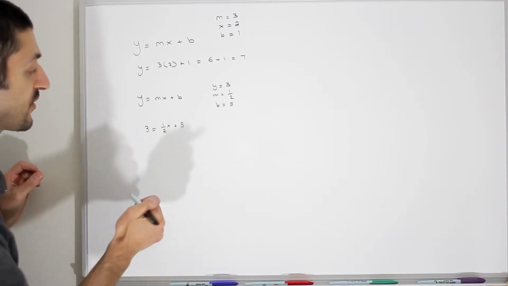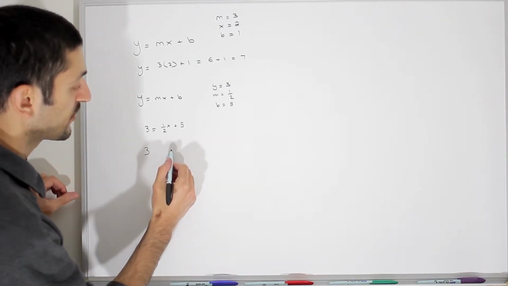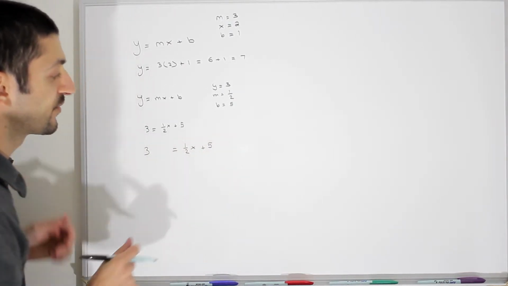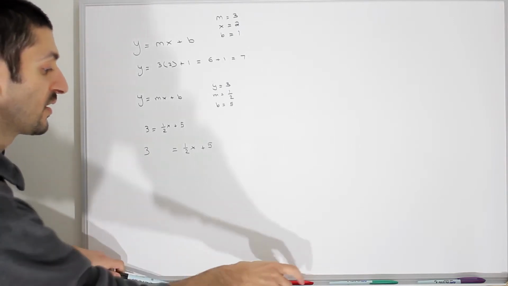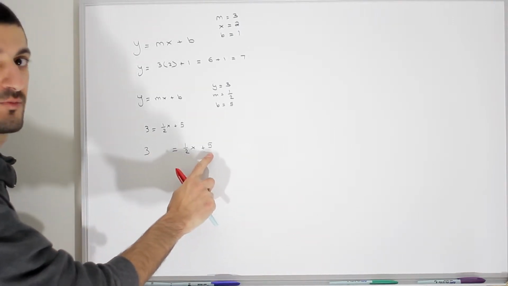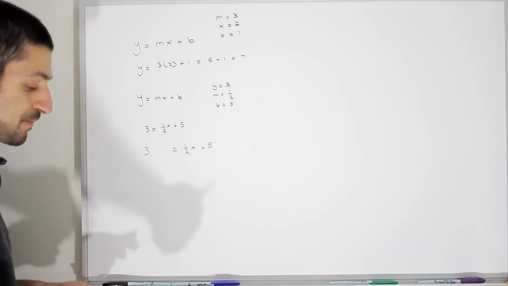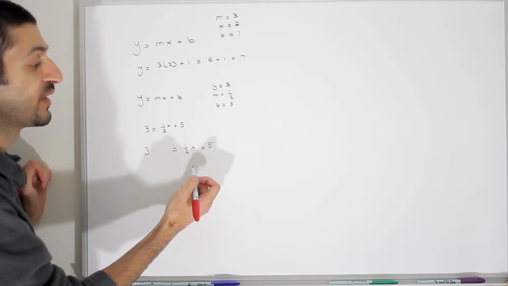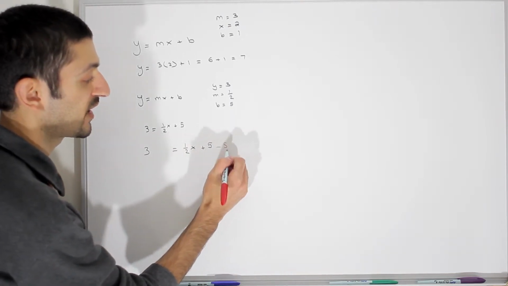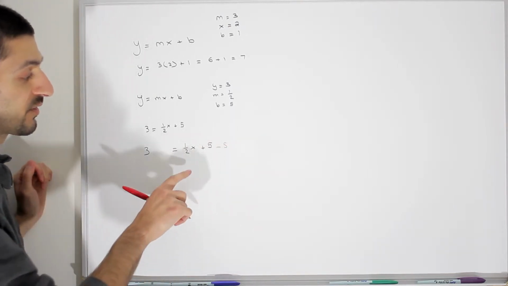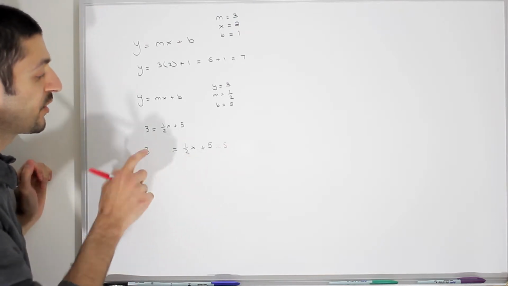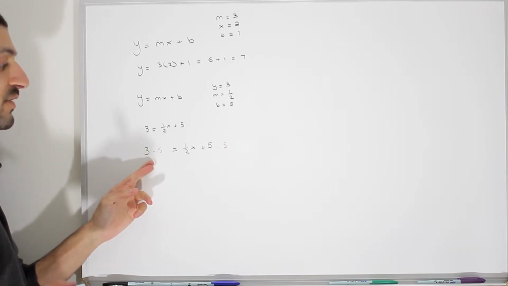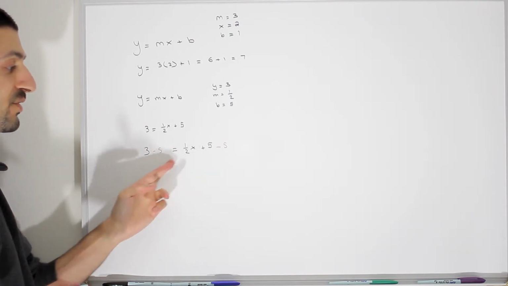To start, we have 3 equals 1/2 x plus 5. We are going to start by getting rid of the 5 because that's the simpler one to get rid of. To do so, if we take 5 and subtract 5, we get 0. So 5 minus 5 equals 0. And because we subtracted 5 on this side, we subtract 5 on this side. Therefore, we haven't changed the value of either side of the equality, because they're both still equal.